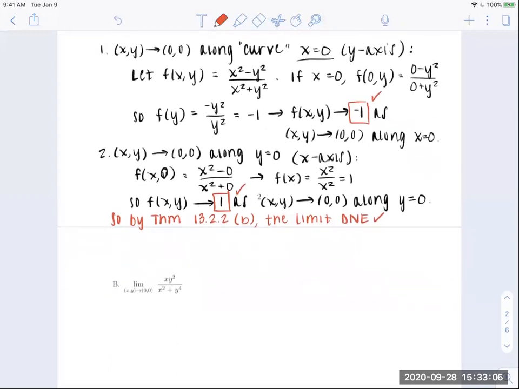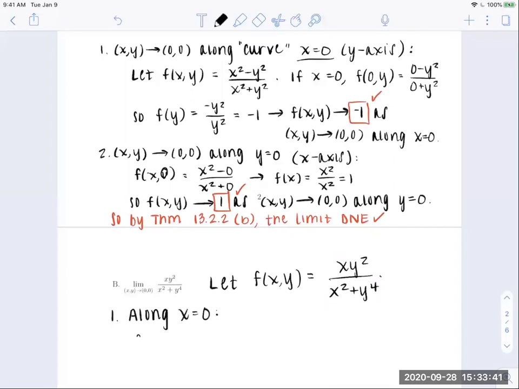Same instructions. We want to show that this limit does not exist. So I'm going to start off here by defining f of xy to be that inner function. And sticking with what we did in the previous example, let's look along the curve x equals 0. All right, what's going to happen here?